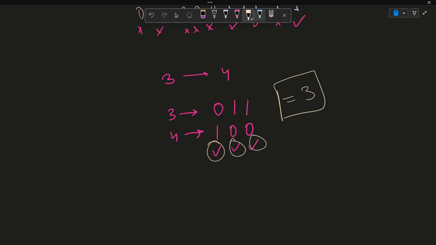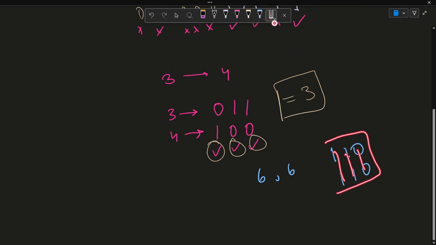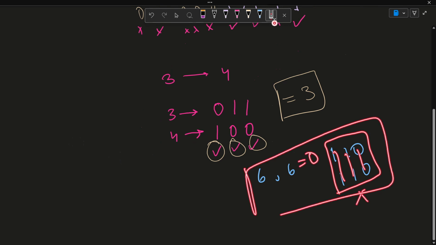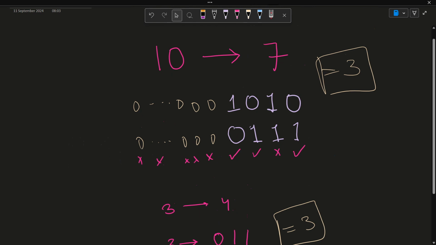Just one more sample test case. Let's say we have 6, which is 110, and another 6, which is 110. Obviously these are the same numbers, they have the same bit representation, so no switches. In this case, the answer would be 0. Now we understand we need to find the number of bits which differ between start and goal.